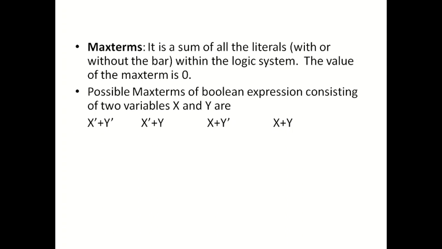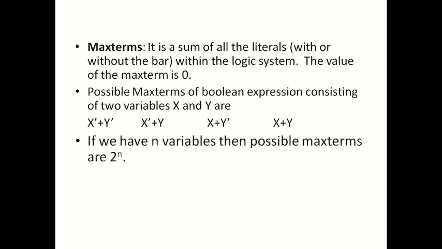now you can see here that we have all these four terms, and in each term we have the sum of the literals. Like the first one is x complement plus y complement, the second one is x complement plus y. So again, if we have n variables, then possible max terms are 2 to the power n.